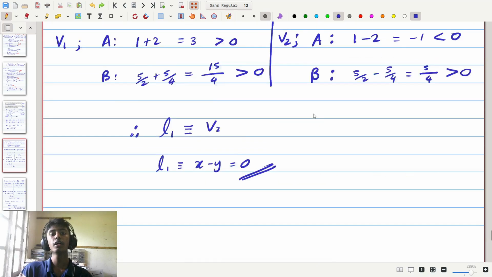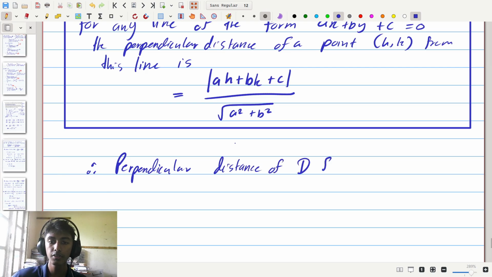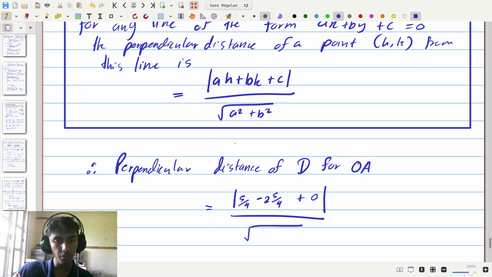So therefore, if we consider OA and the point D, we can then say the perpendicular distance of D from OA is equal to the absolute value of, if we substitute, x minus 2y, which is going to be 5 divided by 4 minus 2 times 5 divided by 4 plus 0, since C is 0 for that line OA, and then we have to divide by the square root of A squared plus B squared, which in this case is just 1 plus negative 2 squared, which is going to become the square root of 5. So this is going to be our answer.